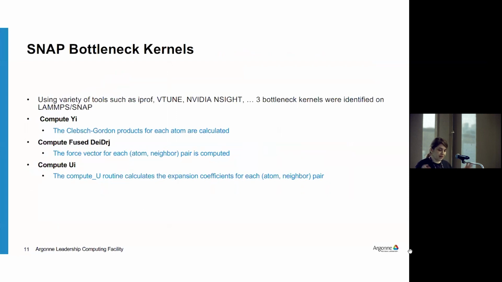Now, if I want to go back and say what we did in SNAP to make it to where it is today, we looked at the bottleneck kernels, and there are multiple of them. There are 3 that we focused on: compute UI, fused, and compute UI.